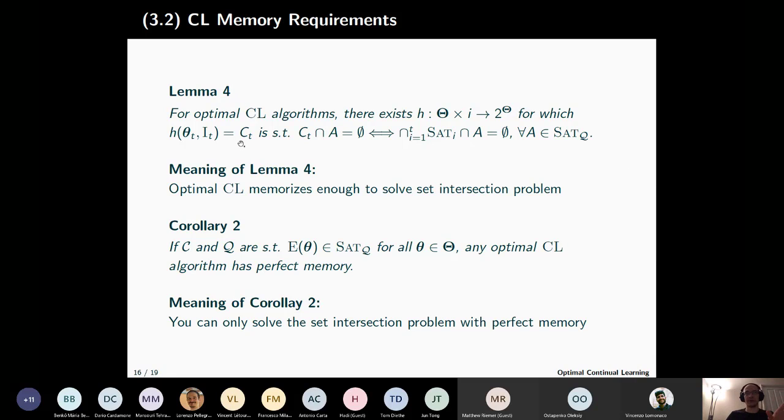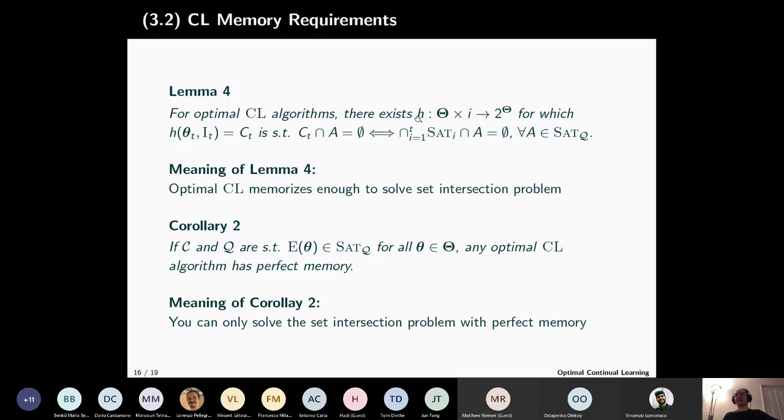So if you actually unpack the lemma, what it tells you is there exists some function which uses the information space and the parameter space and maps to sets in theta, such that if you evaluate this function at θt and it, which was the information and the parameter that you fitted to the tth task, you get back some set ct. This ct set is a surrogate for all the intersections of satisfiability sets so far, in the sense that ct intersected with the next satisfiability set is empty if and only if all previous satisfiability sets intersected with the current one would be empty.